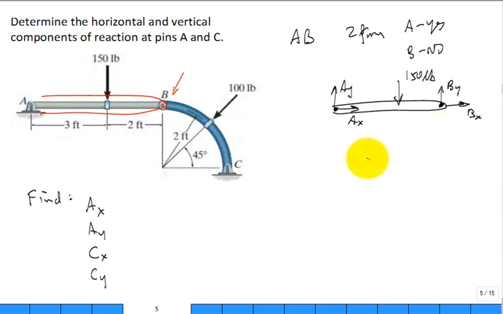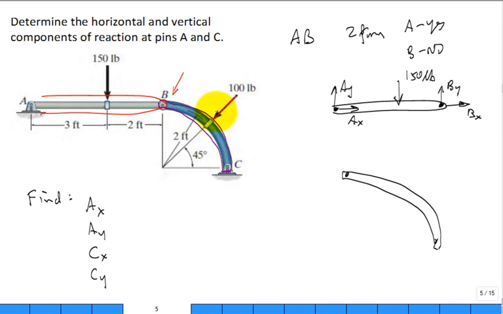Let's go ahead and draw the free body diagram for this member B to C, like that. And there's B to C. Now, if you want to do it a little more accurately, what I can do is I can try and sketch it like this, like that.